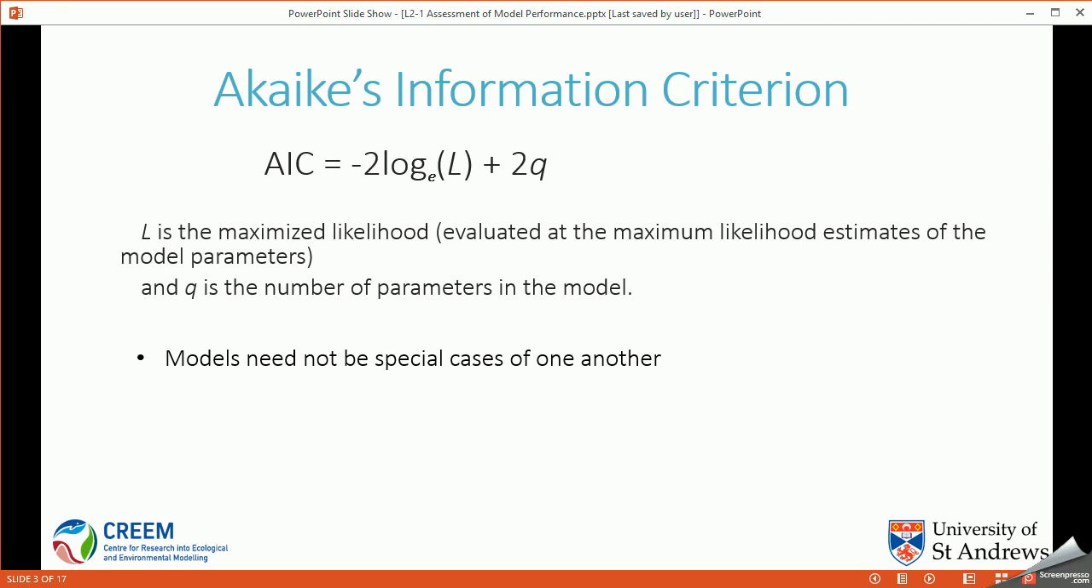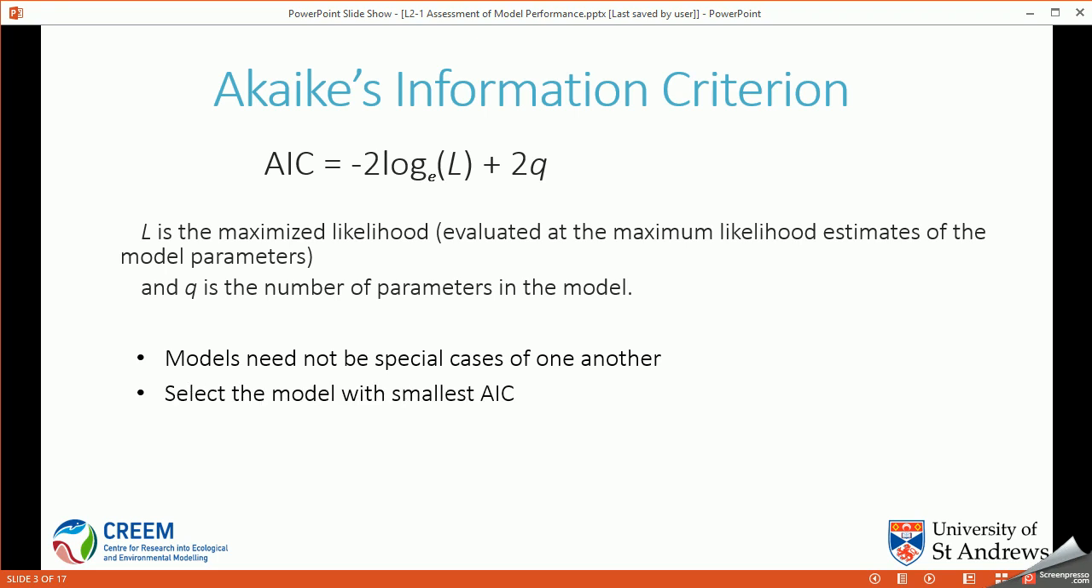Firstly, AIC has this nice property that models need not be special cases of one another. A model that's a special case of another model is just the other model with one or more of its parameters fixed to some number, and usually it's fixed to 0, because that takes that parameter out of consideration. Now you can't write, for example, a half-normal model as a special case of a hazard rate model, but you can still compare them using AIC, even though they're not nested.